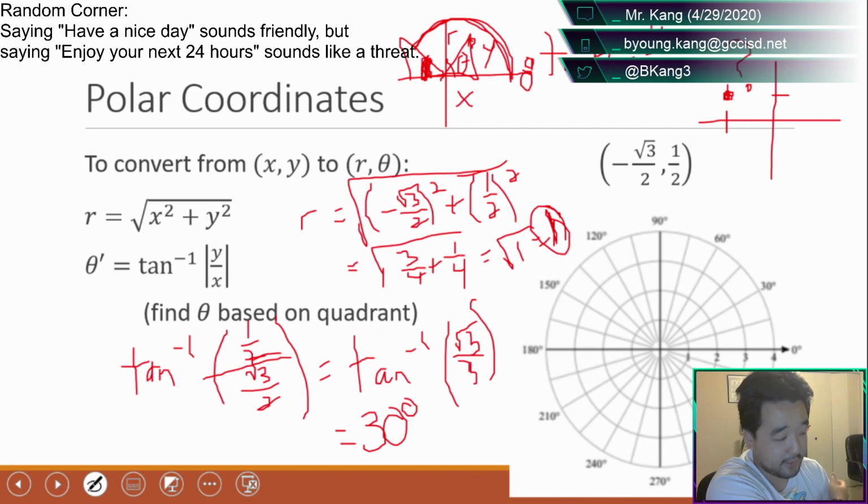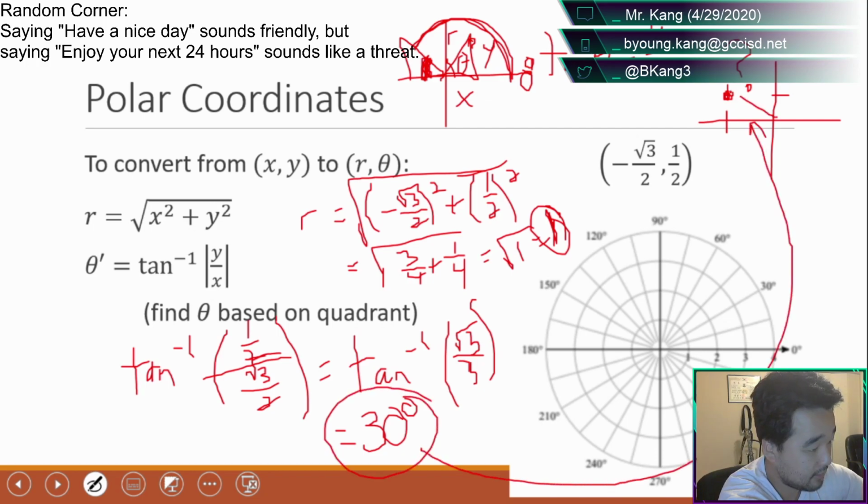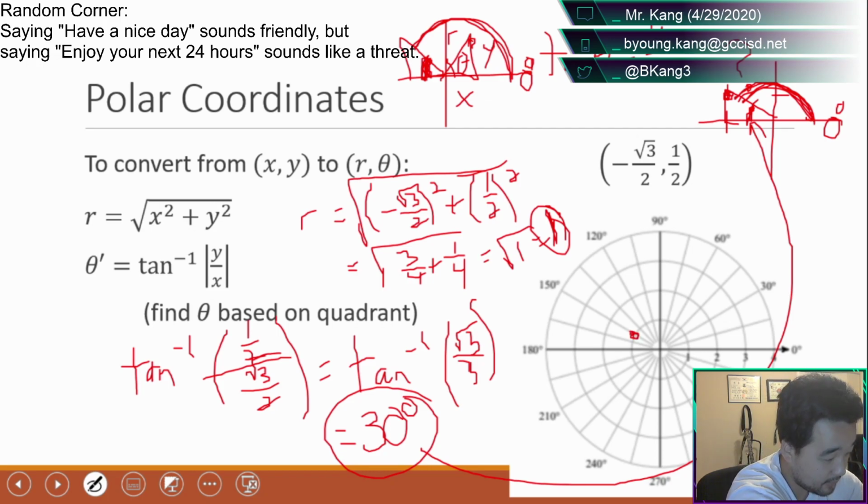That is not my answer for theta. So if you look at the rectangular coordinates, I went left and up. So that means I'm in quadrant 2 somewhere. This 30 degrees corresponds to that angle right there. But that's not the angle that's the answer. The angle has to start from 0 degrees. I want to know that answer. So because my reference is 30, I should be using 150. So my actual theta is 150 degrees.